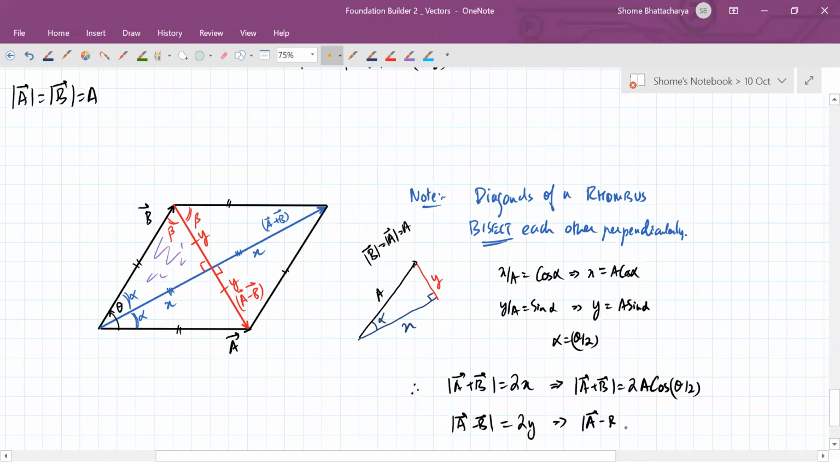So it becomes double of A sin alpha, and again alpha is nothing but theta by 2. So that is the proof of these two formulae. So making use of these special properties of the rhombus gives us some shortcut formulae and shortcut tricks of how to analyze the situation when we are dealing with two vectors of same magnitude.